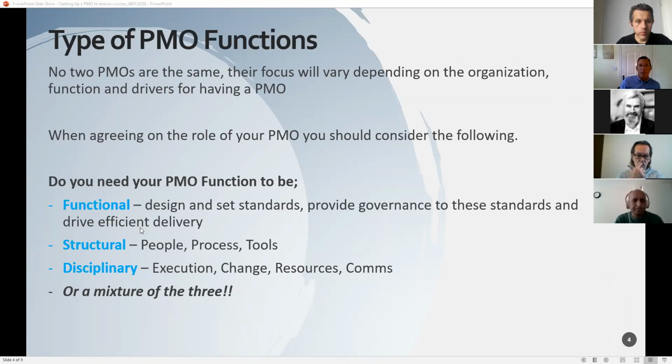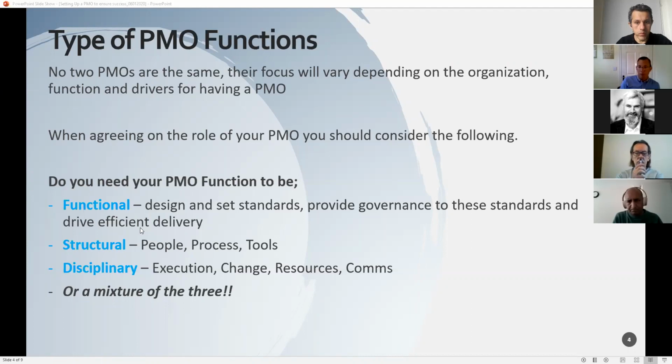But there will be functional aspects, whether or not you're just designing and setting standards, providing governance to those standards, and driving efficient delivery. There are aspects that will be structural, so you may be managing the people. The project managers may roll up to the PMO function in some organizations. Designing processes, looking at the tooling that's available and bringing tooling in. Disciplinary in terms of execution, driving the change, managing the actual resources, doing the communications. But I would imagine that most would see the bottom one. It'll be a mixture of all three of these. It'll be parts of that, and a whole bunch of other stuff bolted on.